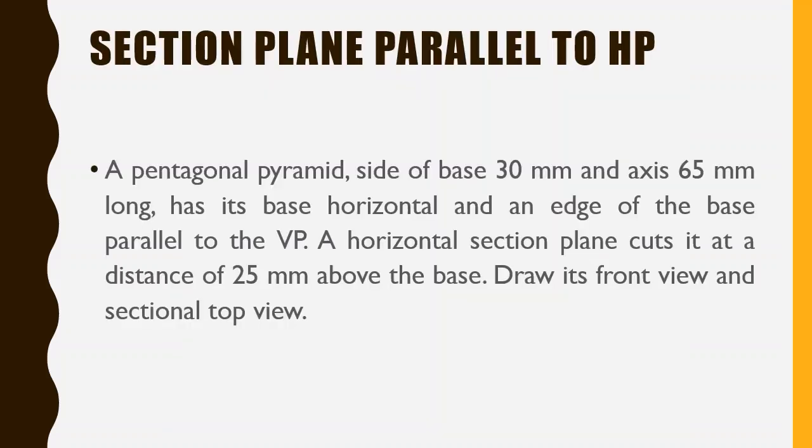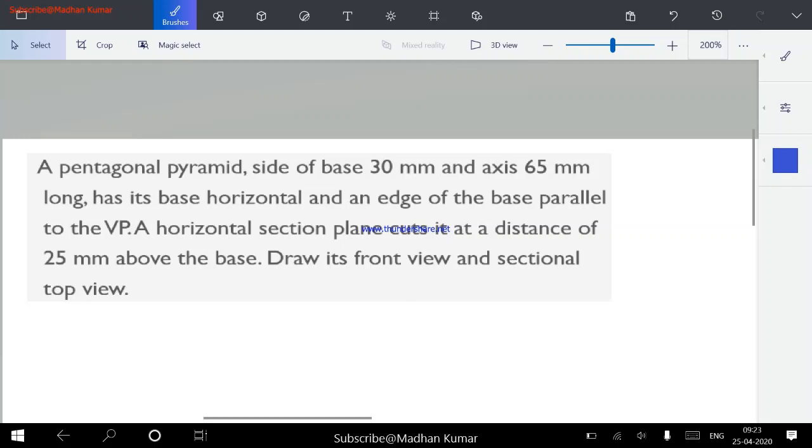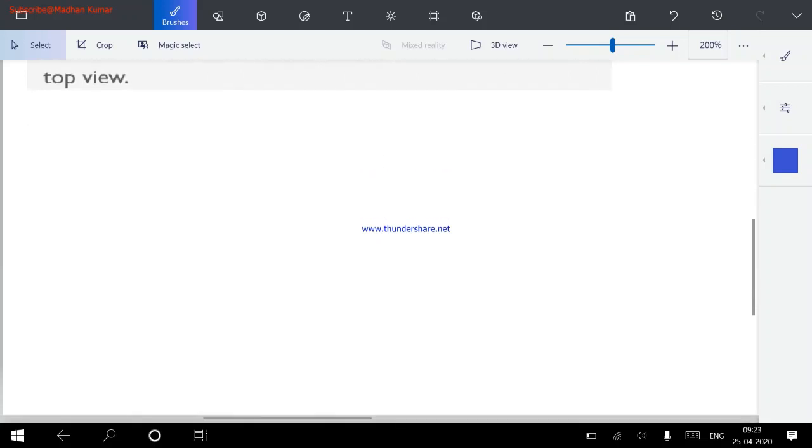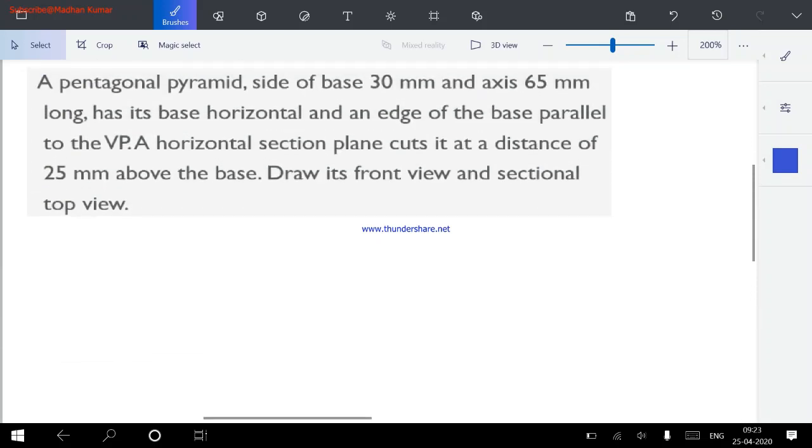Next is sectional plane parallel to HP. Now this sum, we are going to discuss in detail by drawing. Let's see. A pentagonal pyramid, side of base 30 mm and axis 65 mm long, has its base horizontal and an edge of the base parallel to VP. A horizontal section plane cuts it at a distance of 25 mm above the base. Draw its front view and the sectional top view. So we are going to see now how to solve this problem.